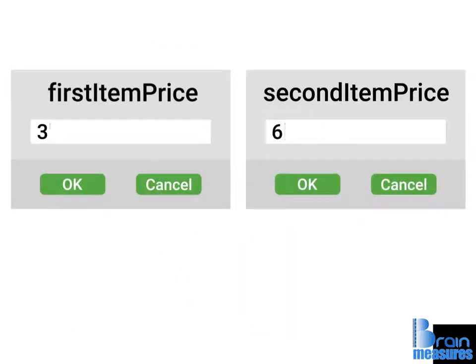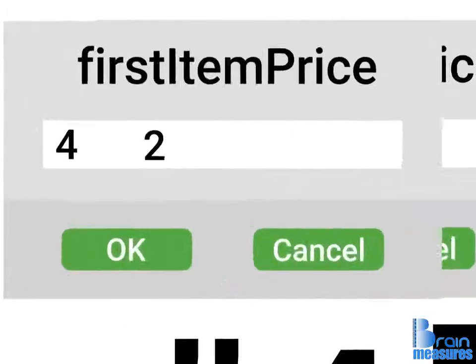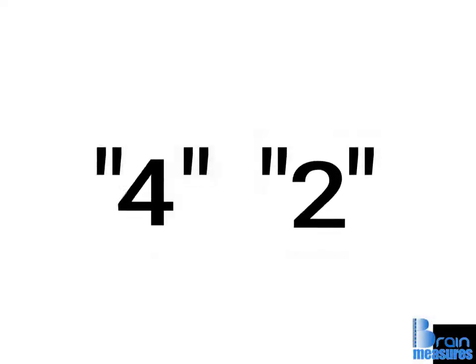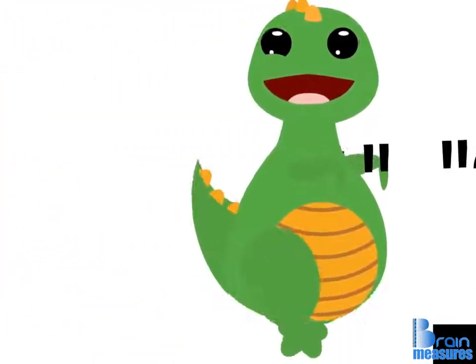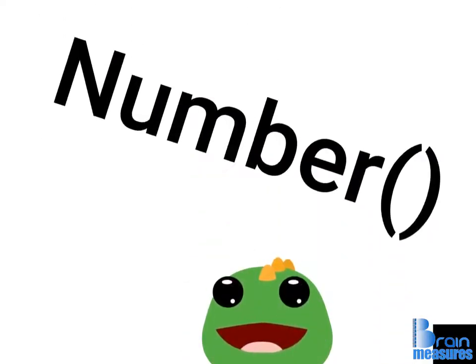In fact, prompt always returns a string no matter what we type into the input box. It seems like both inputs are strings. But don't worry, we can fix this by converting the strings into numbers using the number instruction.